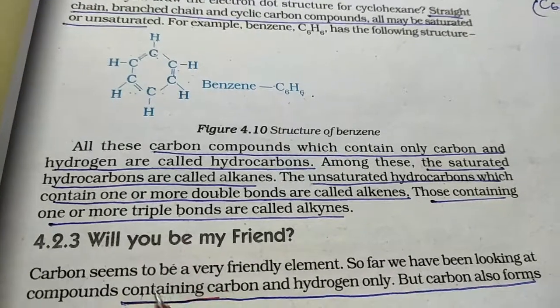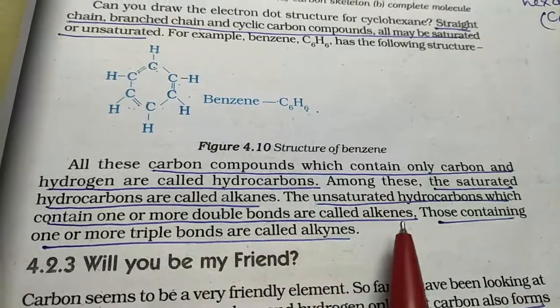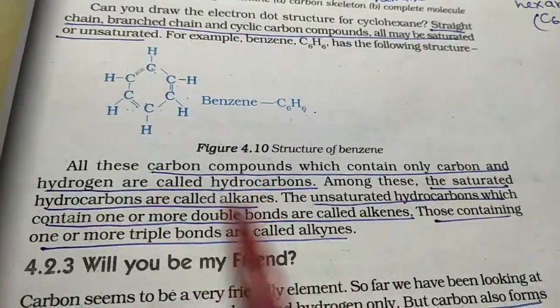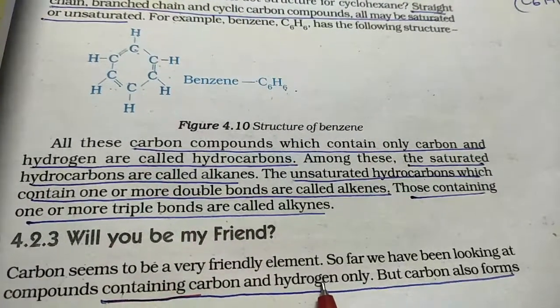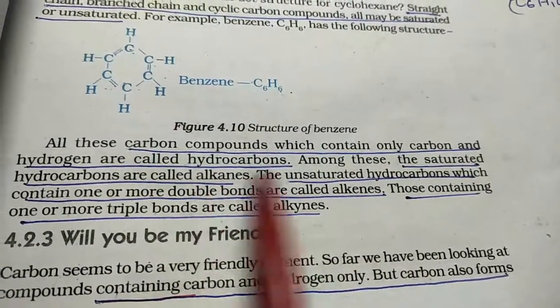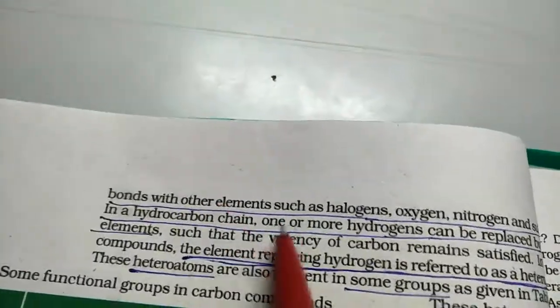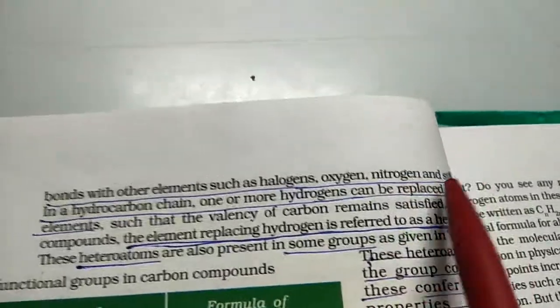Students, okay, we'll start with the next topic. We've already completed the saturated and unsaturated compounds of carbon, hydrocarbons. Carbon and hydrogen containing compounds are known as hydrocarbons, that we have already seen. But carbon also forms bonds with other elements like halogens, that is chlorine, bromine and fluorine, oxygen, nitrogen, sulfur.